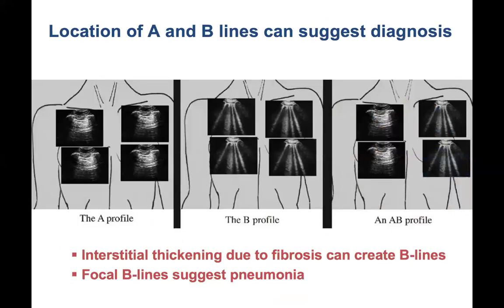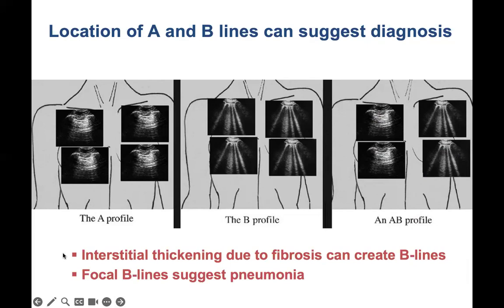So then when we use the BLUE protocol, we have a location of A lines and B lines, and where these are found based on those 4 points can suggest our diagnosis. So we have the A profile where we have A lines throughout, the B profile where you have B lines throughout, or the AB profile where you have a mixing of A lines and B lines.